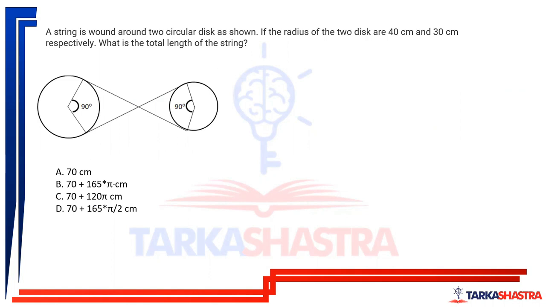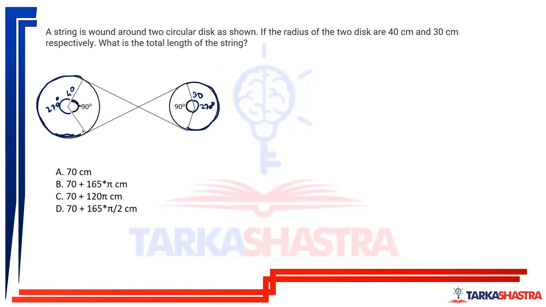Next, a string is wound around two circular discs as shown. If the radius of the two discs is 40 and 30, what is the length of the string? Now, length of the string is this curved length, which is 270 degrees. And here also you have 270 degrees. Yes or no? This curved length. And then these straight lines as well.